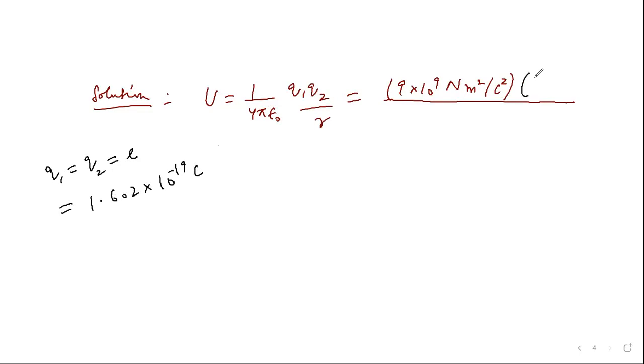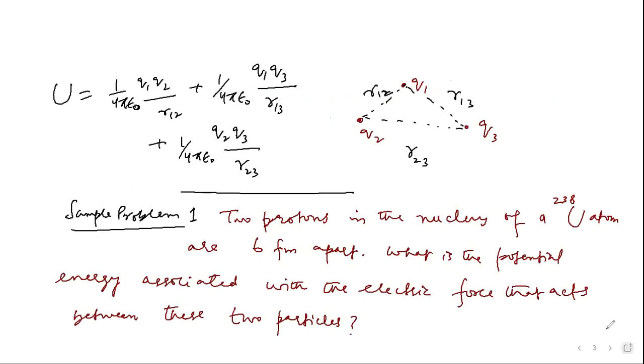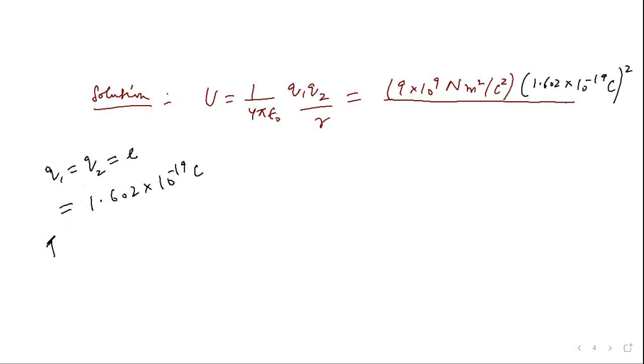So I substitute here 1.602 into 10 raised to the power minus 19 coulomb, then I square it, because here I will have Q1 equal to e, Q2 equal to e, so it will become e square. And downstairs I have the distance between the protons in the nucleus, which is 6 femtometer. 1 femtometer or 1 Fermi is equal to 10 raised to the power minus 15 meters.